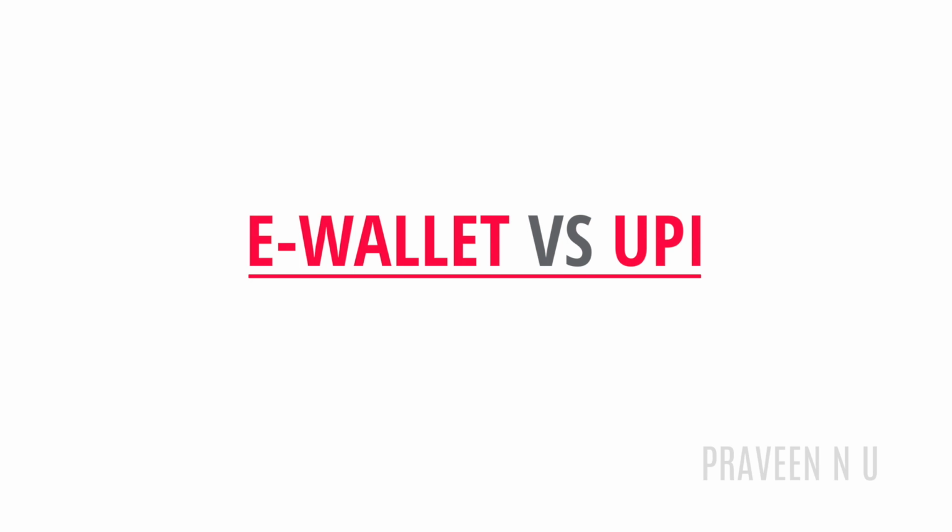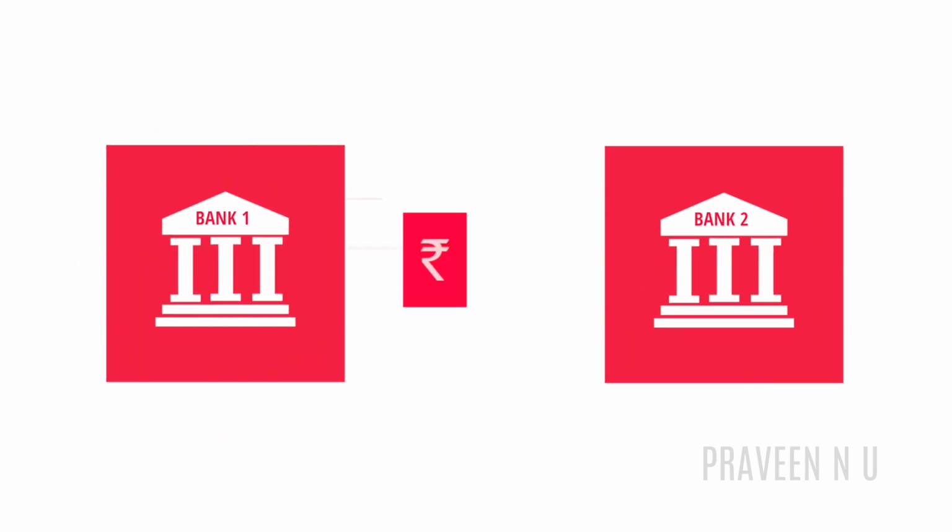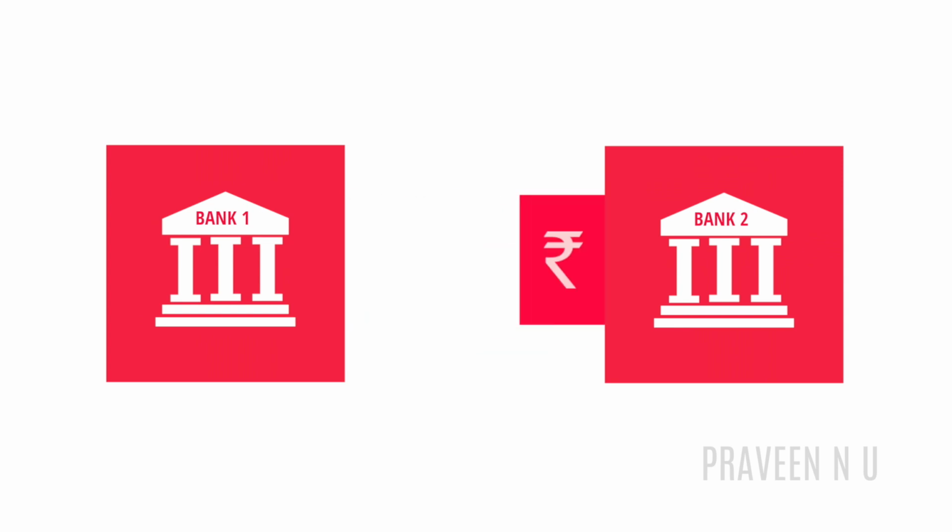What is the difference between UPI and mobile wallets? UPI is account-to-account money transfer. That means the money reaches from payer account to payee account directly.